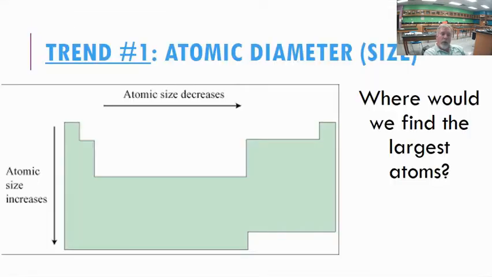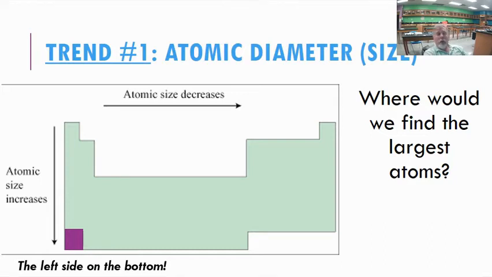So let me ask you a question this way. If I showed you a periodic table here, or at least a blank version, and I got the trends there of the atomic sizes, where would we find the largest atoms? Well, hopefully it's pretty obvious based on those arrows, but the largest atom is going to be at the bottom, and it's also going to be on the left, right? Because our arrow says they get bigger as you go down, and the arrow says they get smaller as you go to the right. So our largest atom is going to be down on the left.